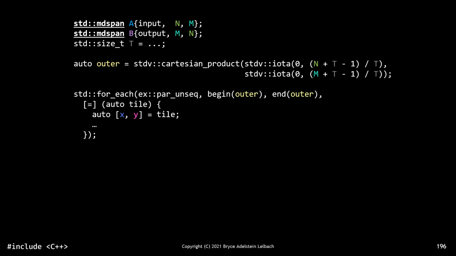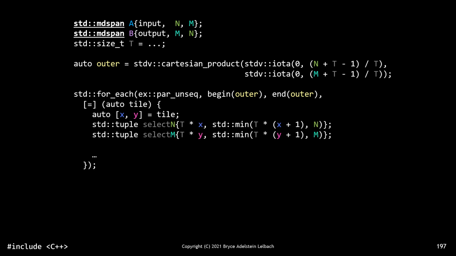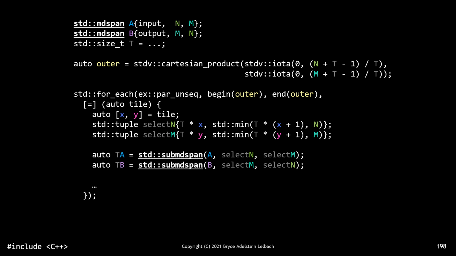Then we have our parallel for each. This time, it's going to iterate over the tiles, not all of the indices. For each tile, we're going to create new sliced MD spans for A and B using sub-MD span. First, we need to determine what range of indices we need to select based on the coordinates of the tile. This is where we handle tiles that would go beyond the bounds of the matrices. We just truncate them to the ends of the matrices. Now, we'll pass the tuples describing the indices we want to sub-MD span, producing the local MD spans for this tile.